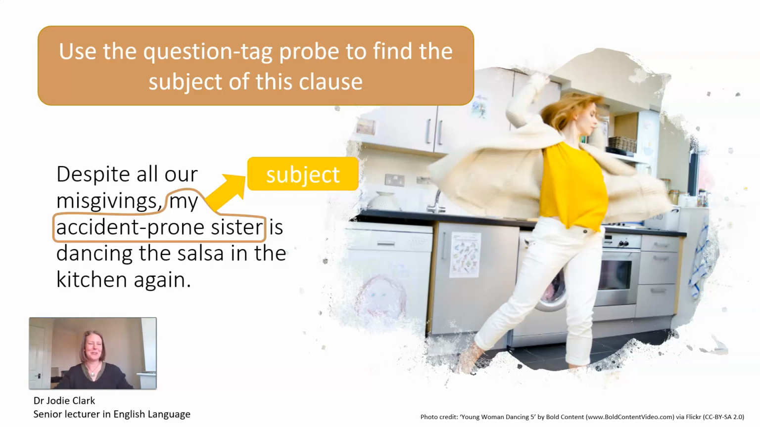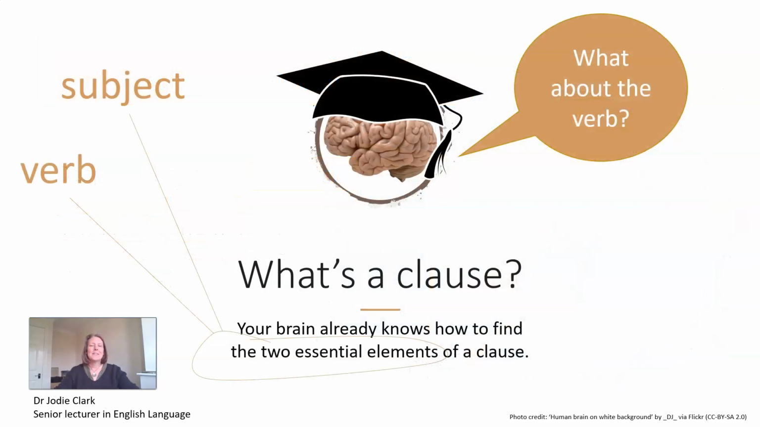Okay, so hopefully you did fine with that. If you didn't, you might need a little bit of a review. You can go back to that first presentation, or you can just keep following along. Okay, so our very smart brain is asking, well, what about the actual verb? If we can use the question tag probe to find the subject, how do we find the verb?